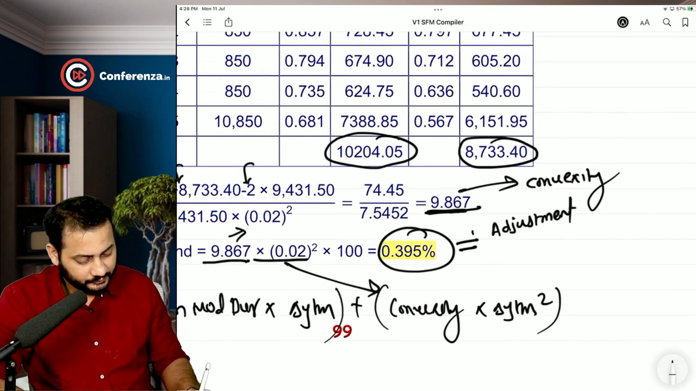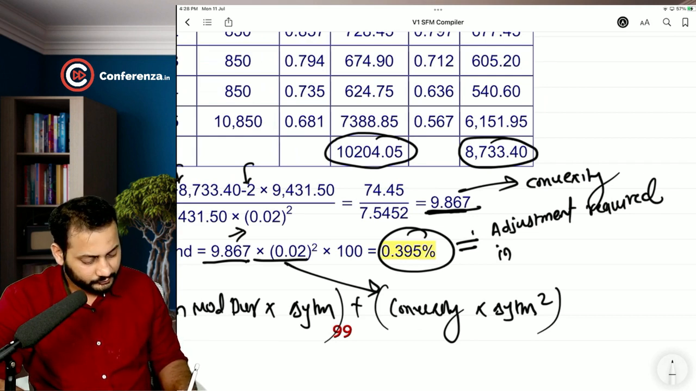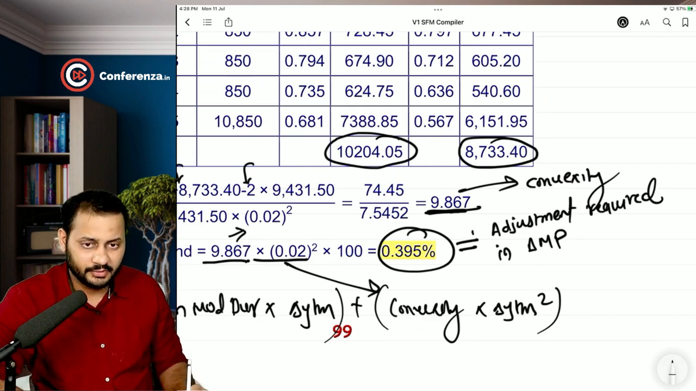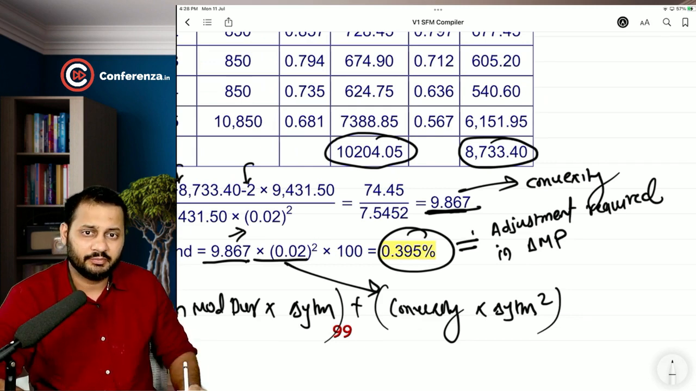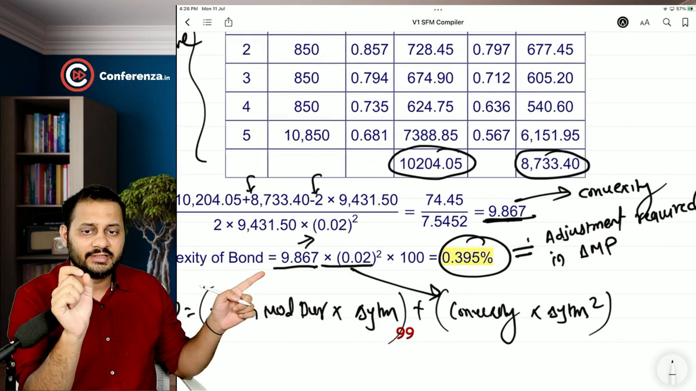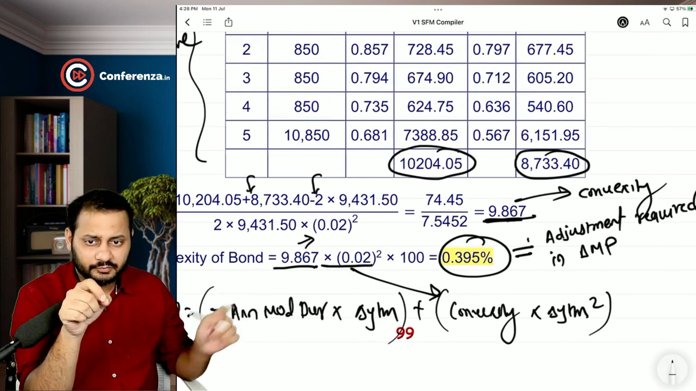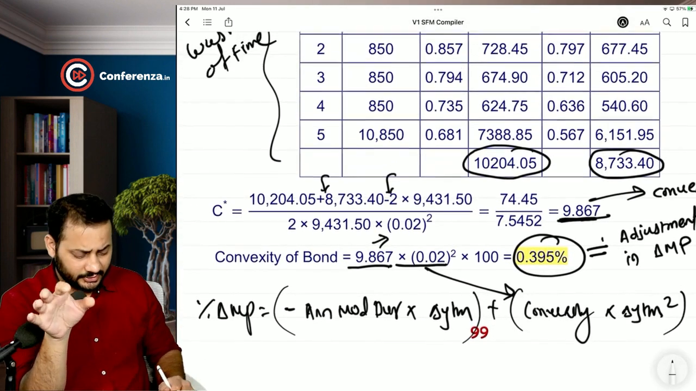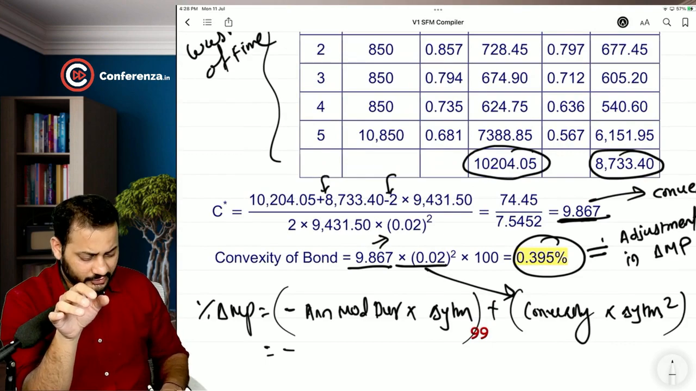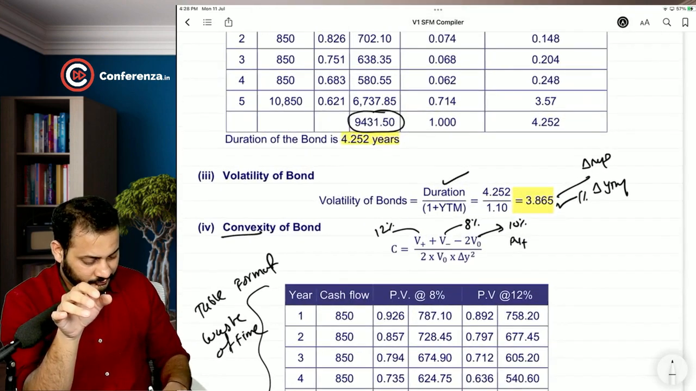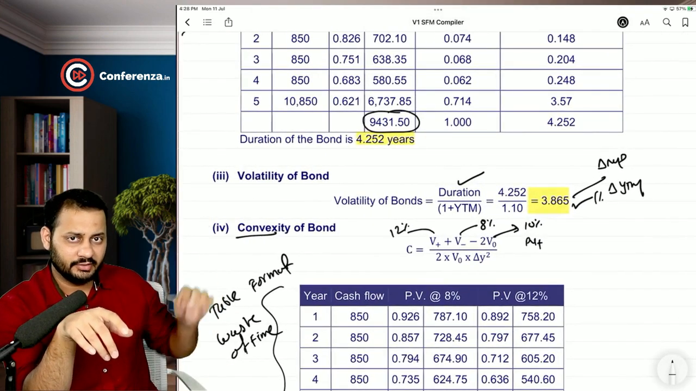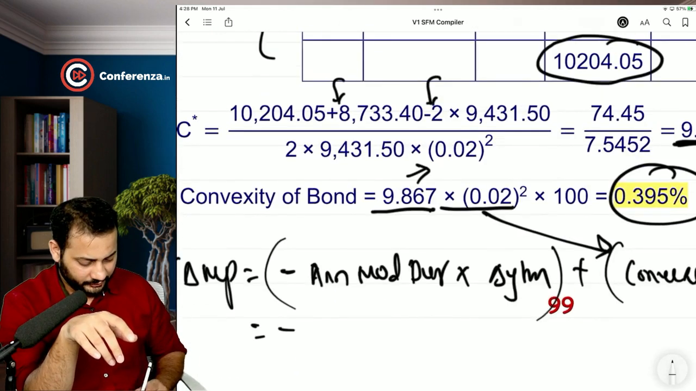and write down: adjustment required in change of market price. This is the adjustment. Whatever 9.867 is, I will just tell you, wait a minute. What was the modified duration? 3.865, right? 3.865 was the modified duration.